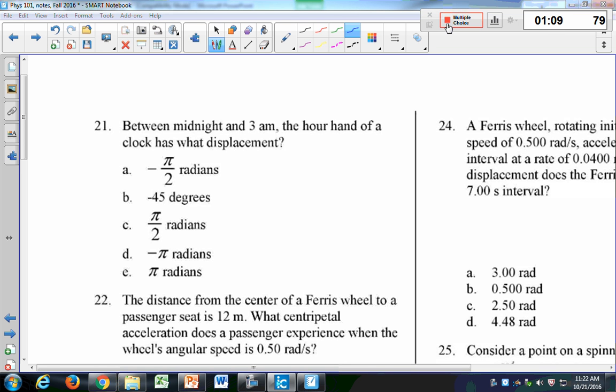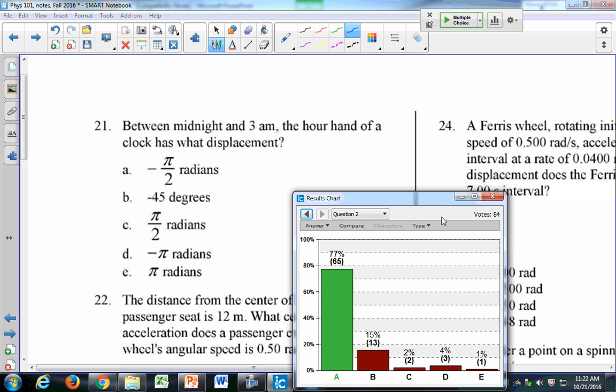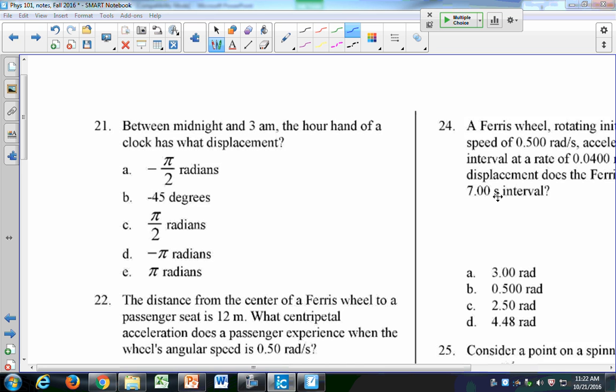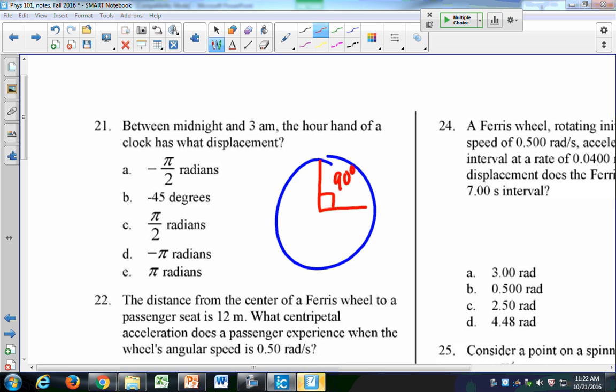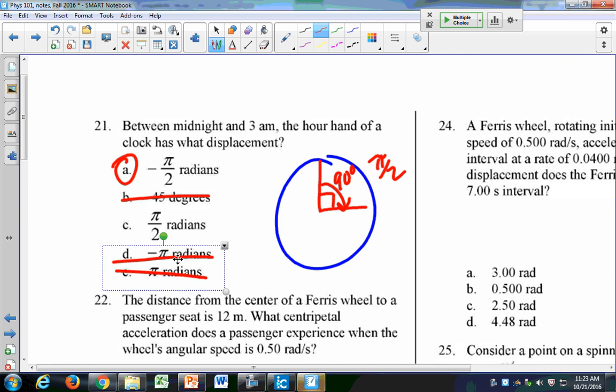All right, we'll stop at 120, just 10 more seconds. Okay, good. This is right, because between midnight and 3 a.m., midnight is up here, 3 a.m. is over here. I go through 90 degrees, which is pi over 2 radians. And so it's either A or C. And so now the question is, if I'm going in this direction, is that positive or negative? And by our convention, that is a negative displacement.